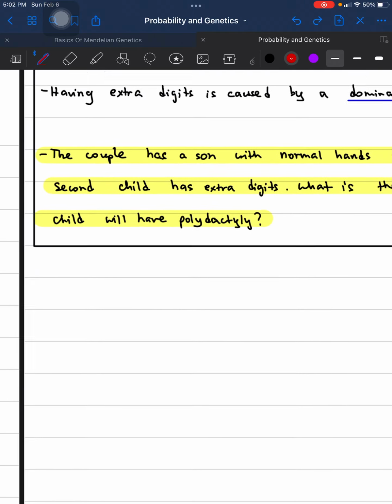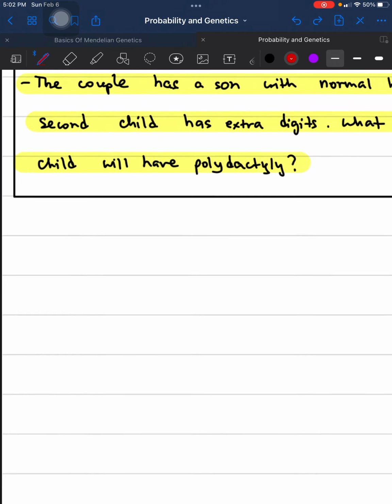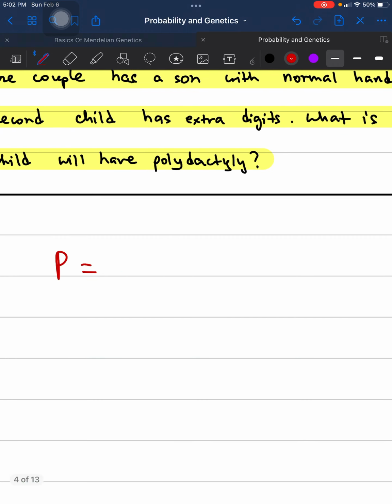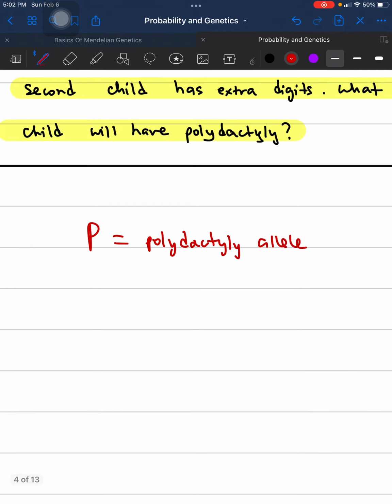So first things first, let's point out which alleles are dominant and which alleles are recessive. Capital P is equal to the polydactyly allele. Lowercase p is the normal allele.